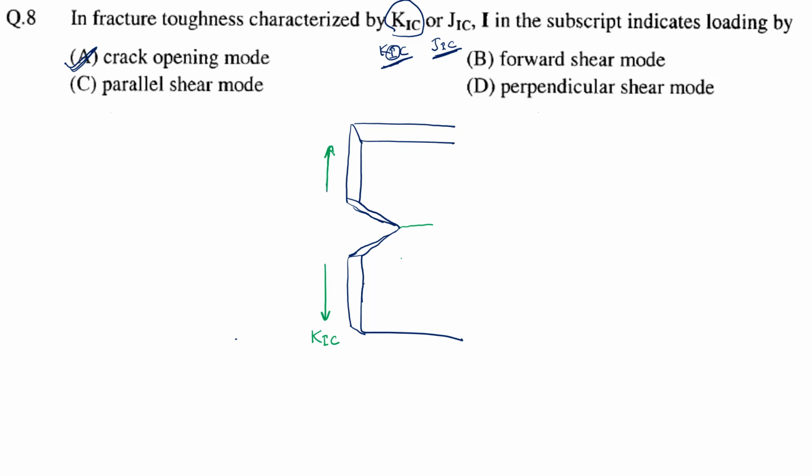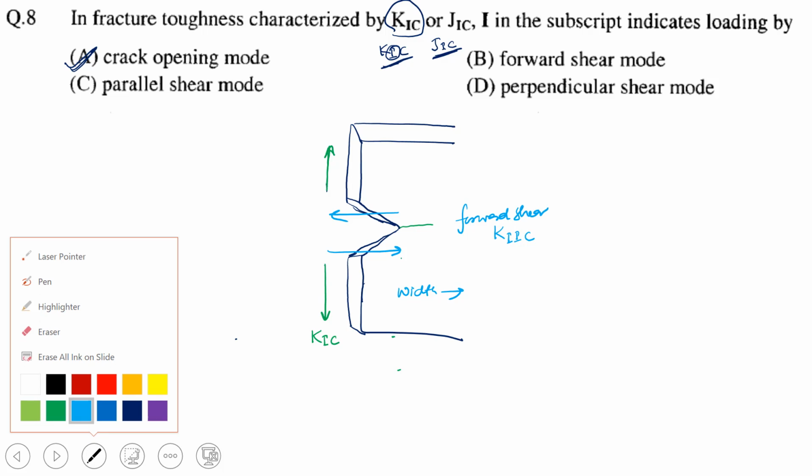Next, if you apply this force along this direction, like this, along this width direction. This is your width, so along this width, it is called forward shear, and this is called K2C.